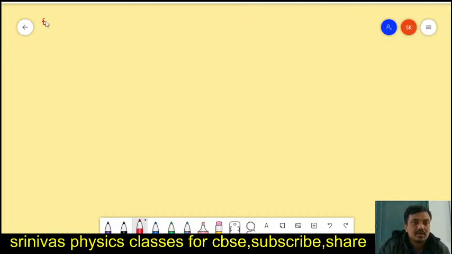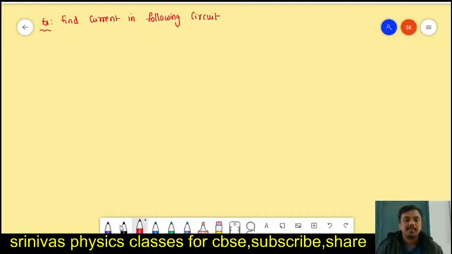An example in which we are applying this. Find the current in the following circuit. In the following circuit we have to find the current based on the Kirchhoff laws. For this purpose, this is considered as a cell whose EMF is E. This is a positive terminal and this is a negative terminal. This is the first resistor whose resistance is R1, and this is the second resistor.